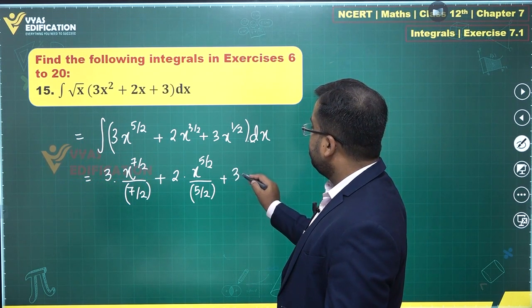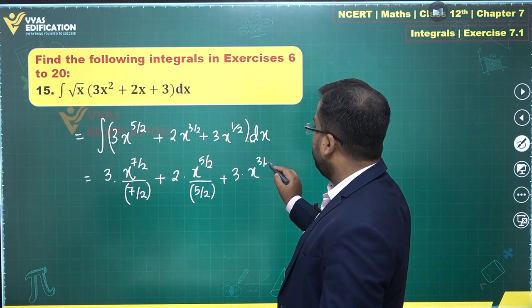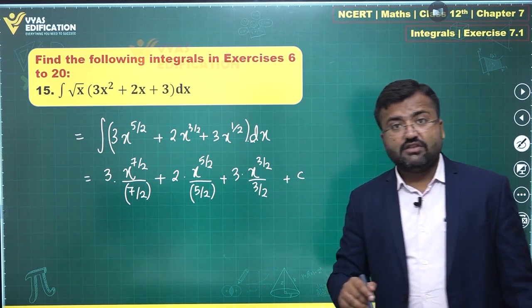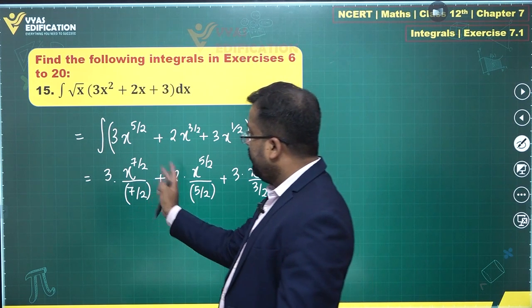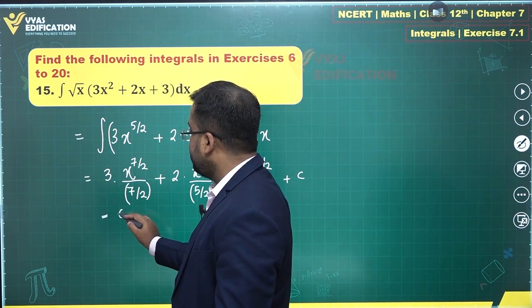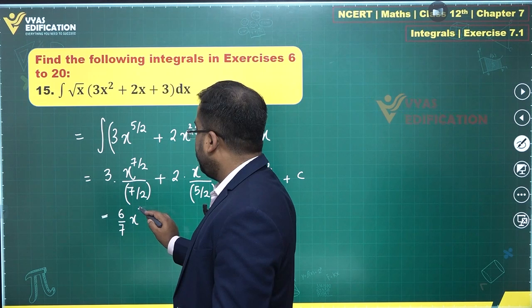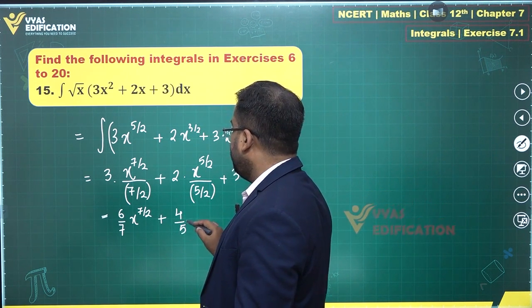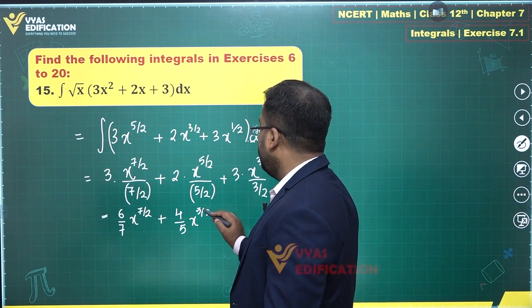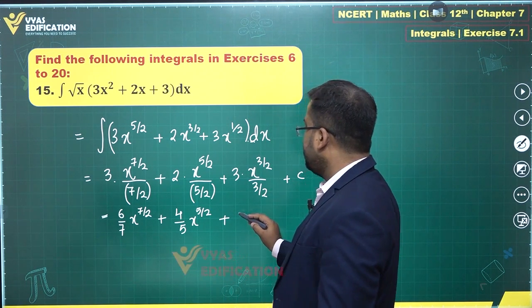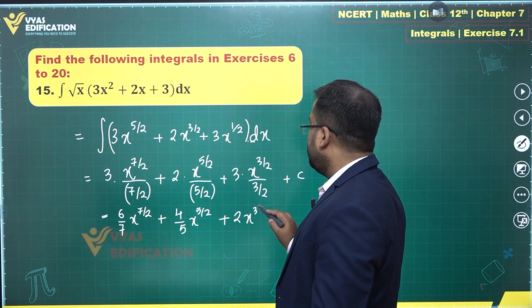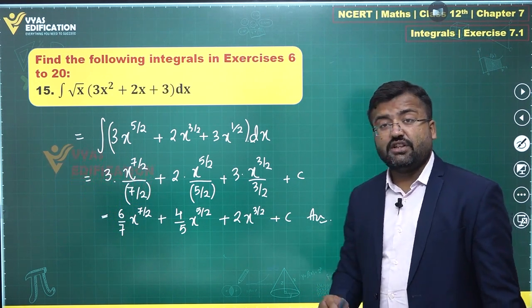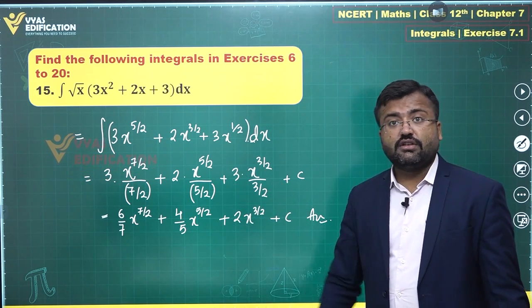3 times x power 1 by 2 will integrate to x power 3 by 2 upon 3 by 2 plus a constant of integration. This is what I get, right? The 7 by 2 will convert to 2 by 7 in the numerator. This is 6 by 7 x power 7 by 2 plus 4 by 5 x power 5 by 2 plus 2 x power 3 by 2 plus c, the constant of integration, and that's the answer for this question, as you can see.